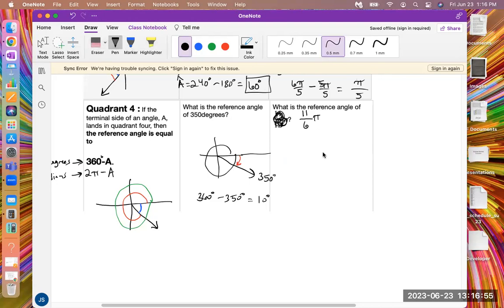So what is the reference angle of 11 pi over 6? First, I'd remember that this is 1 full pi. Because this has a denominator of 6, I'm interested in drawing pi over 6s, 1/6 pi. So I'm cutting this into 6 pieces.